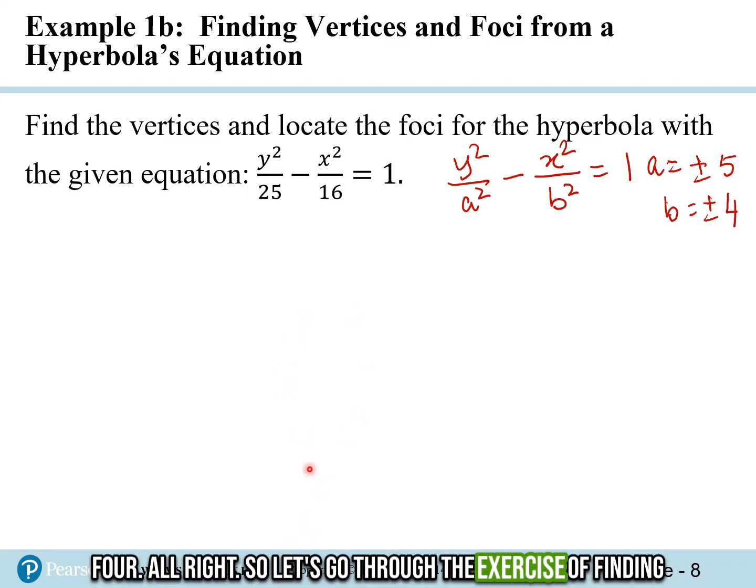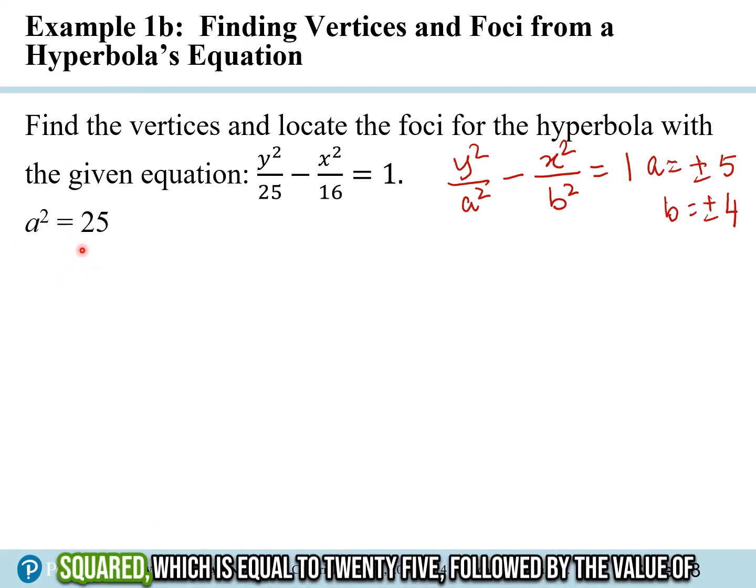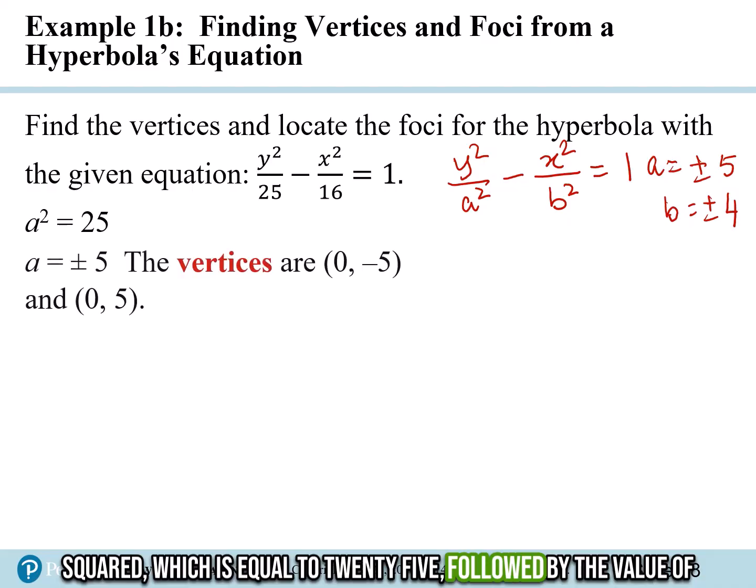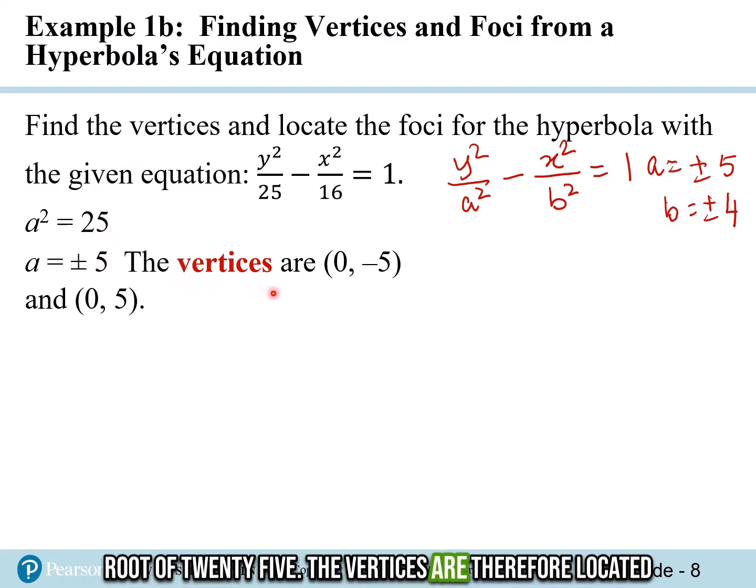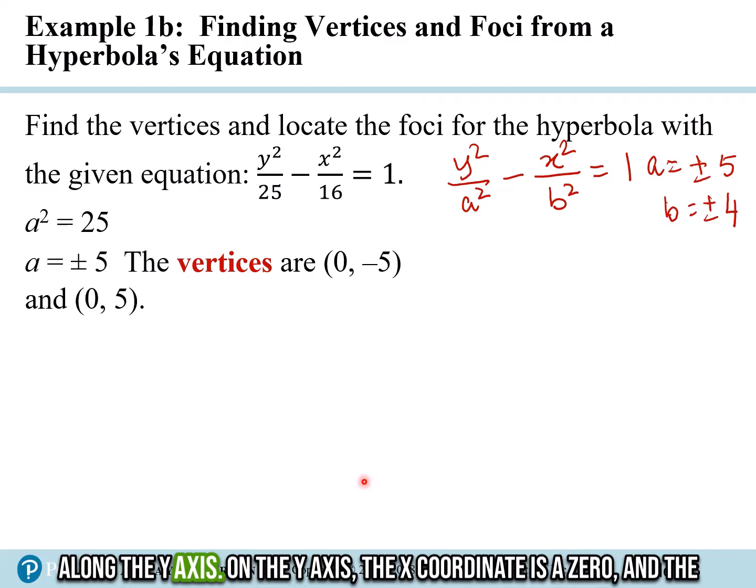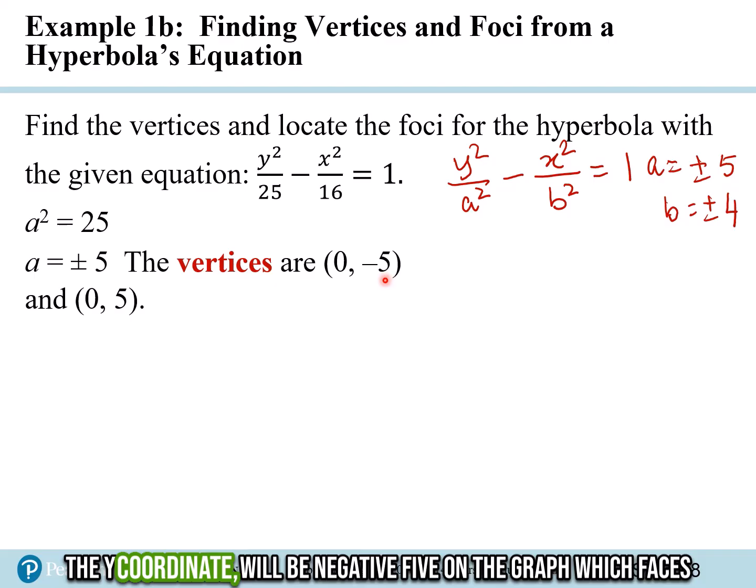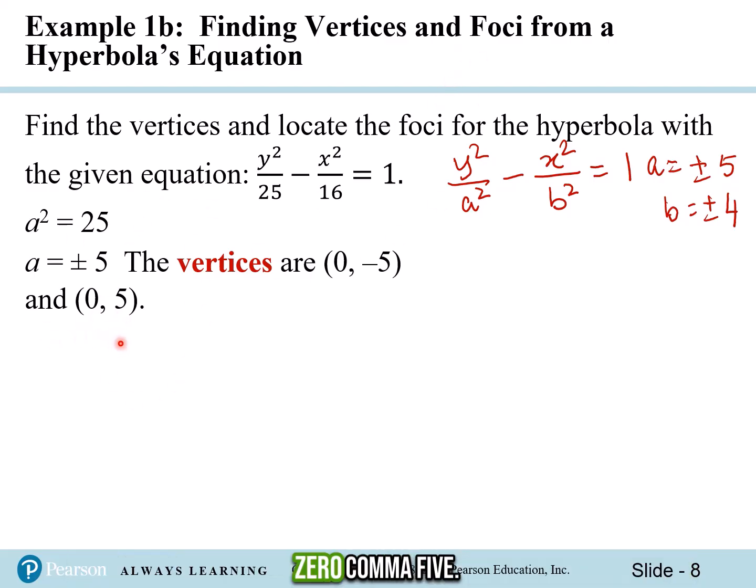So let's go through the exercise of finding the vertices and the foci. Again, first we have to identify a squared, which is equal to 25, followed by the value of a, which is plus minus 5, which we got by finding the square root of 25. The vertices are therefore located at (0, -5). The vertices now will be located along the y-axis. On the y-axis, the x-coordinate is 0 and the y-coordinate will be -5 on the graph which faces down, and for the graph that faces up, the coordinates will be (0, 5).